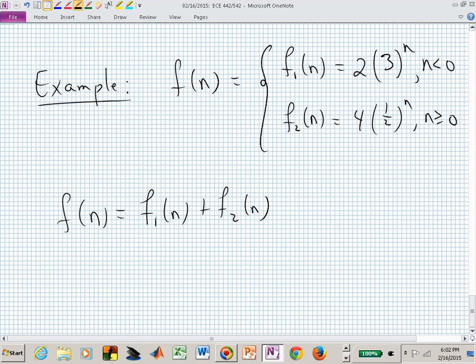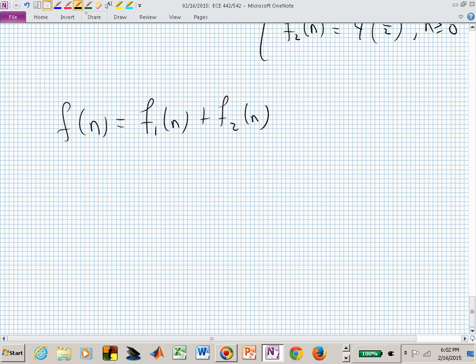We would then have little f of n is f sub 1 of n plus f sub 2 of n, knowing f sub 2 is non-negative indices and f sub 1 is negative indices. We can now find capital F of z by looking at these two parts.